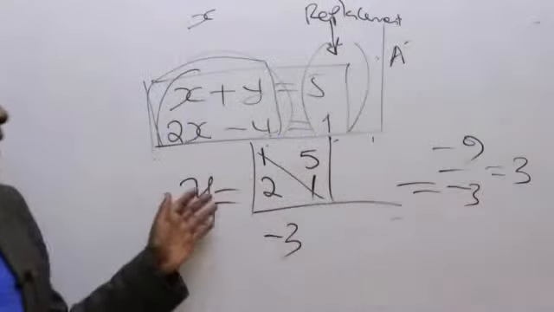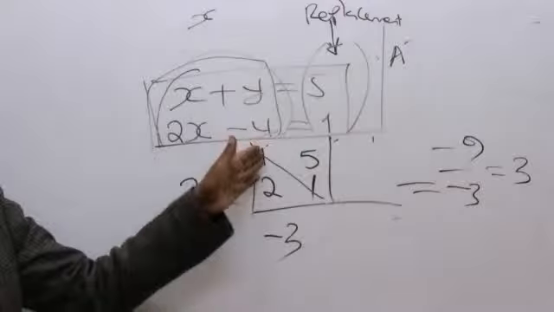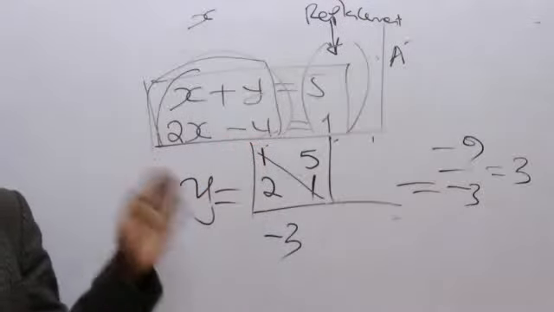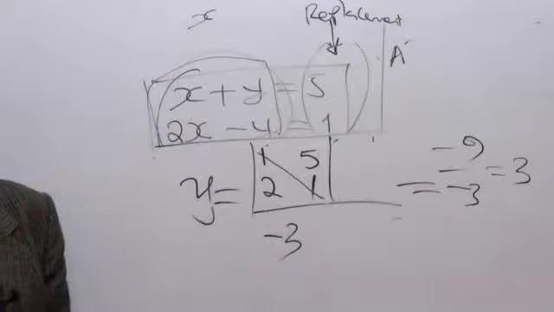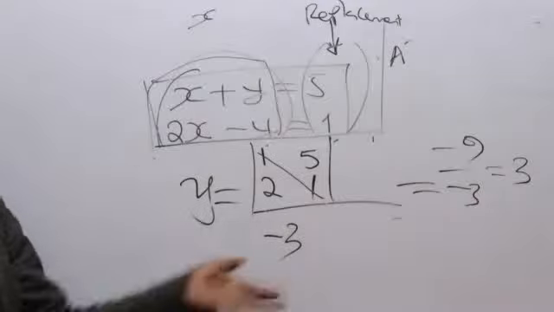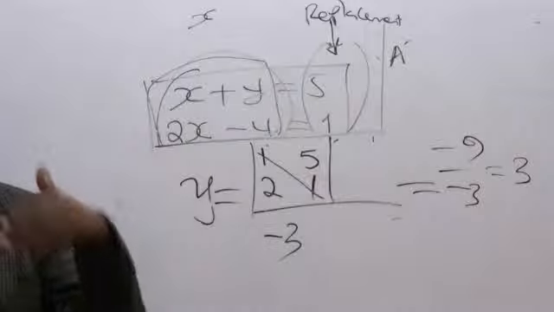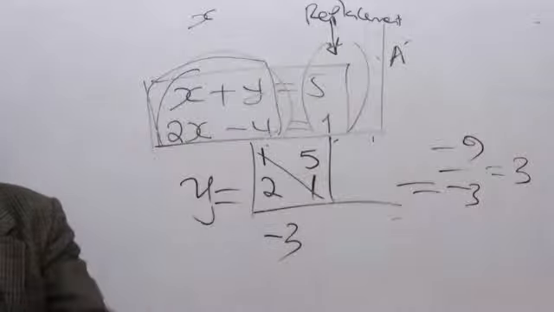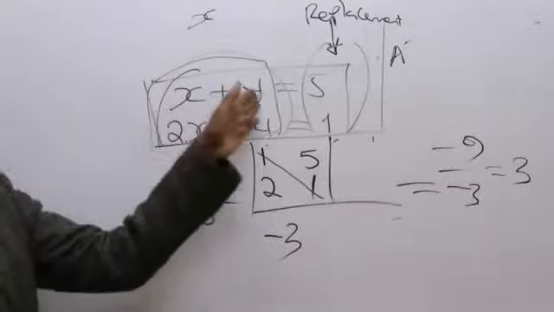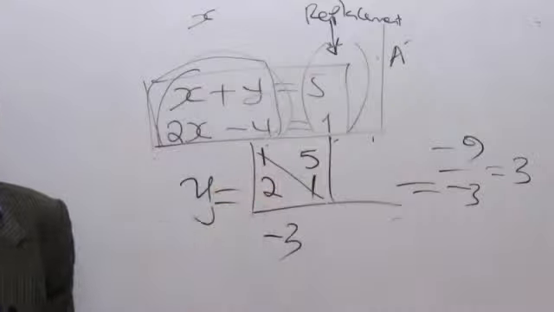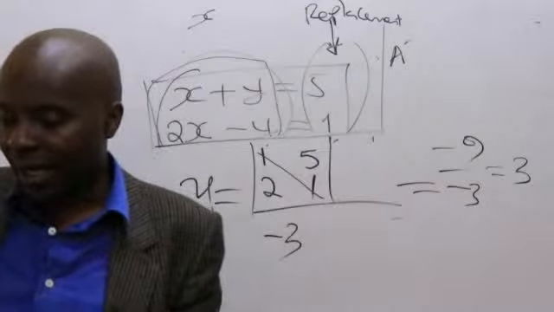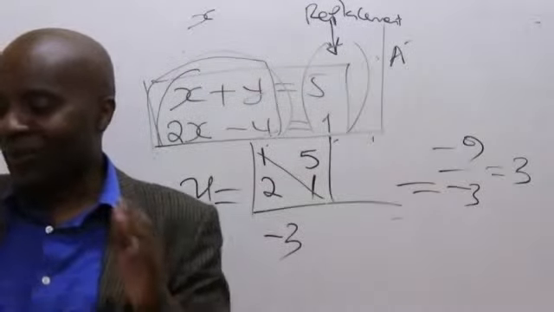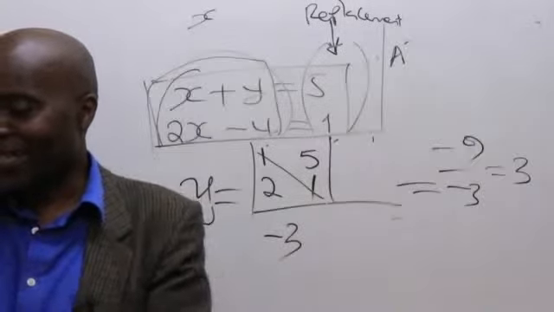Remember the first scenario, we had 5 and 1 coming in the first column. Why? Because we were replacing X, and X was column number 1. This time around, we are after Y. And if you're after Y, then the column of Y has to disappear. And the column of Y happens to be column number 2. So the replacement of 5 and 1 can only appear in column number 2. You see now the mistake that I'm making.